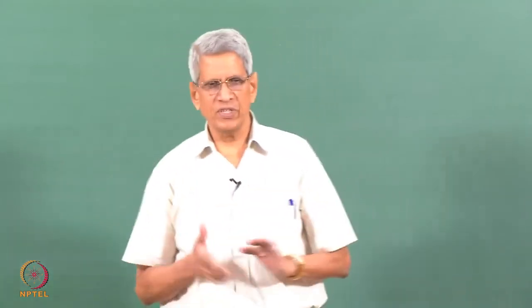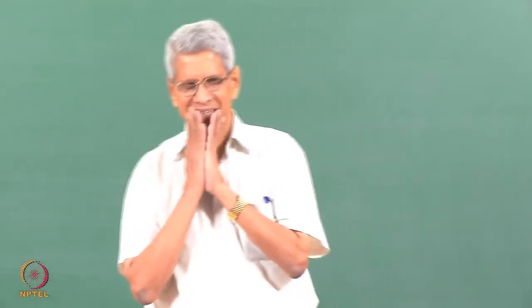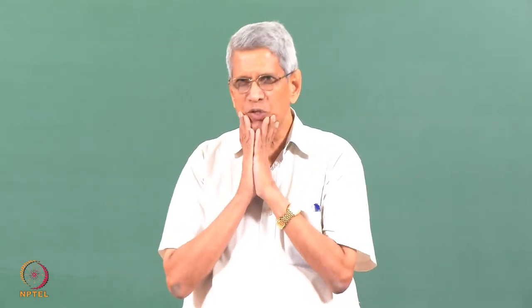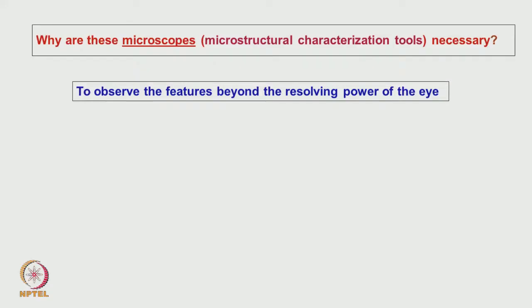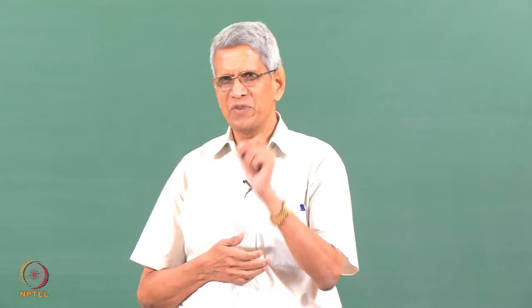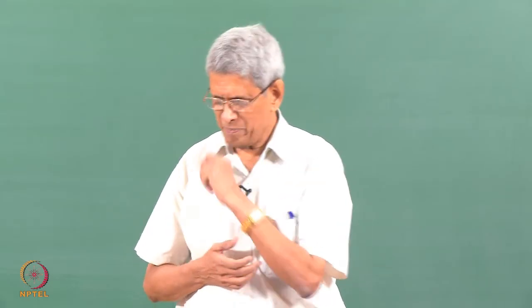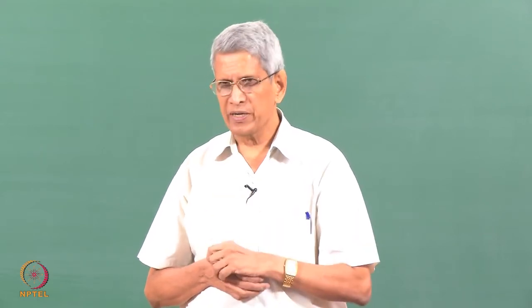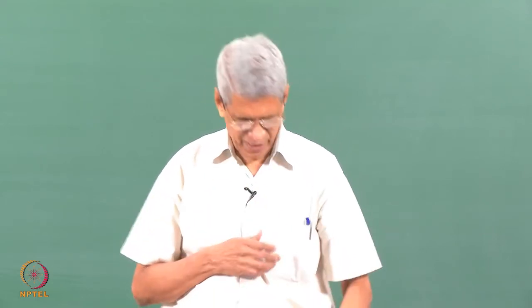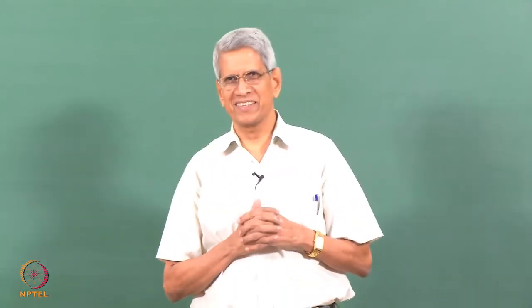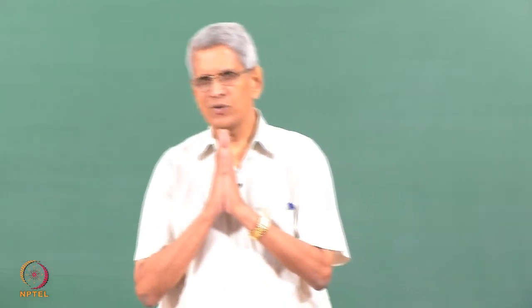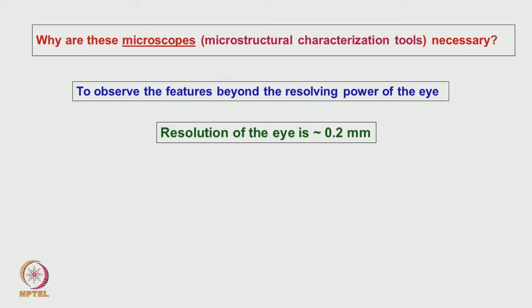Okay. The first question which arises when we talk about a microscope is that why do we require these tools? That is the first question. The answer to that is that we wanted to observe features beyond the resolution limit of our eye. That means that many features we are not able to see, like if some small speck of a broken glass or a thorn is lying, we are not able to see it. Why is it so? That means that what is the resolution of the eye? That is the question which arises. The resolution of the eye is around 0.1 to 0.2 millimeter.